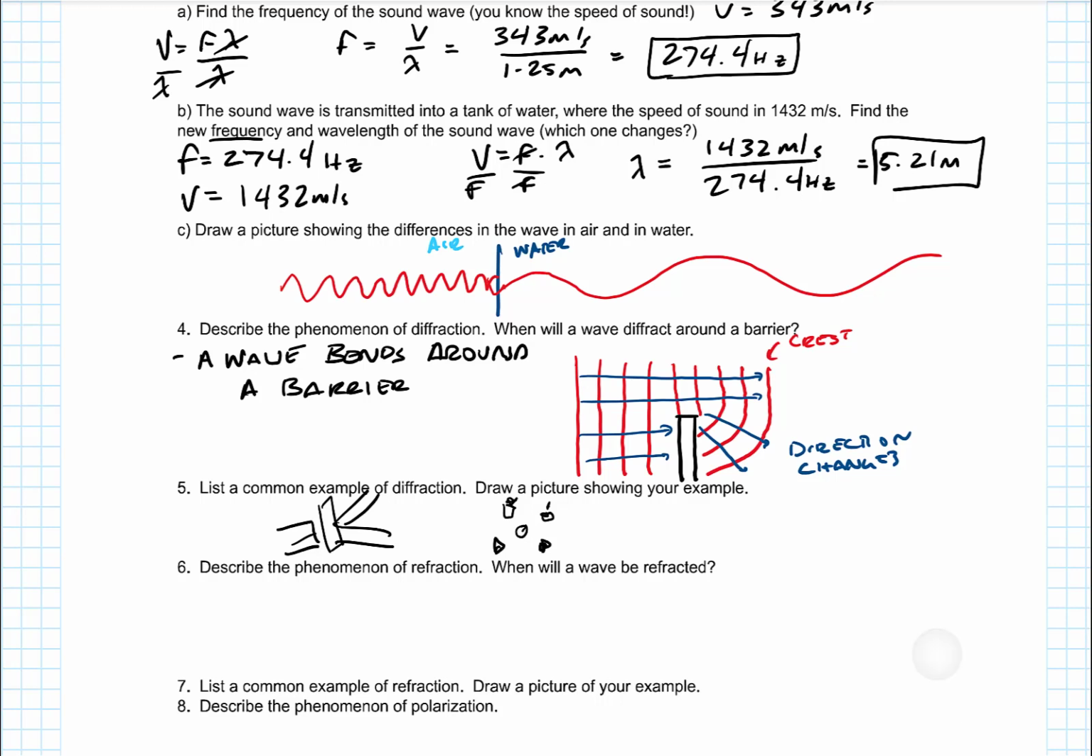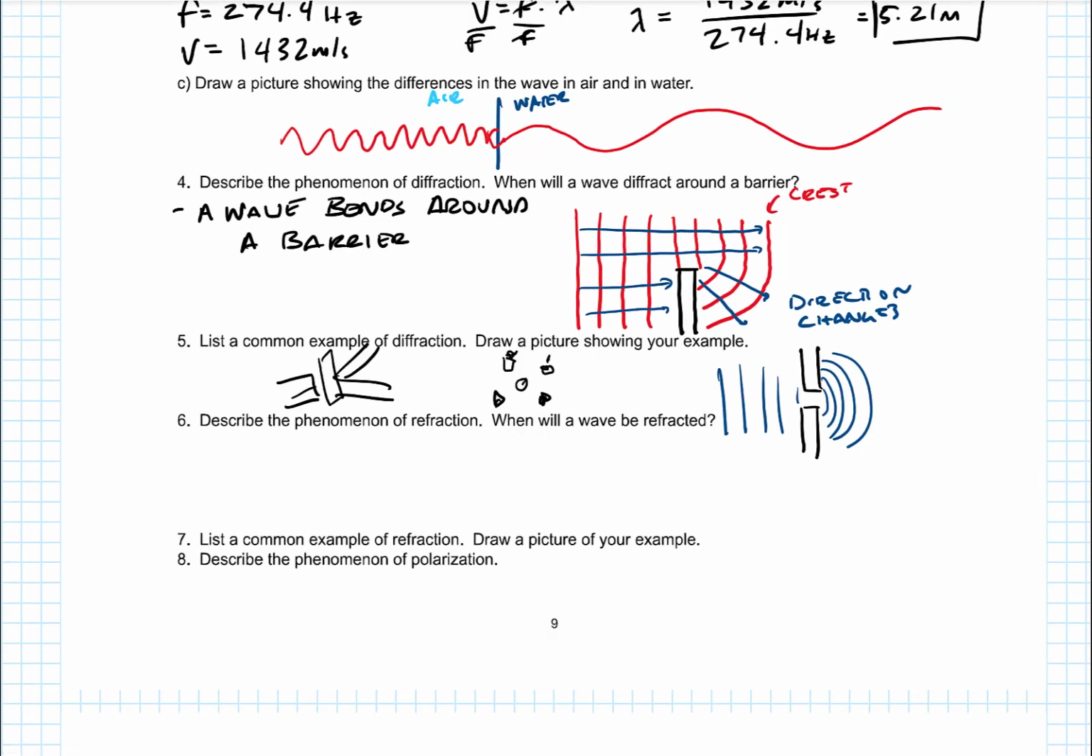Another place that we see diffraction is in water waves a lot. If we have water coming up on a barrier, it comes through kind of straight, and then it goes around, and because we get that double curving, it curves away like that. Describe the phenomenon of refraction.